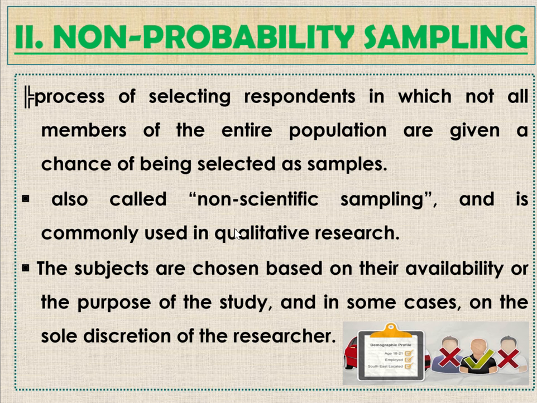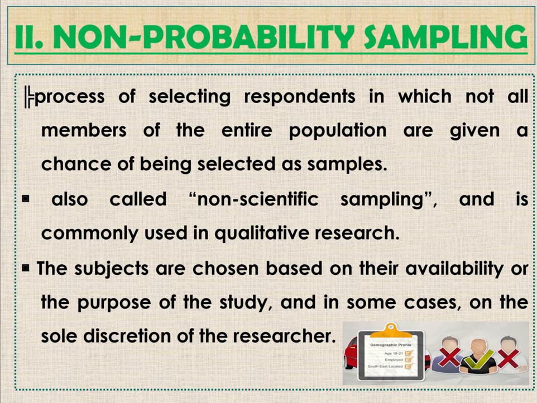There are cases that certain segments of a population are given priority over others, such as when a researcher does not intend to generalize to a larger population. So this is also called non-scientific sampling and is commonly used in qualitative research. So kung kanina, probability is common in quantitative, ang non-probability sampling is common in qualitative. Pero there are cases na si quantitative research ay gumagamit din ng non-probability. So, nangyayari din yun.